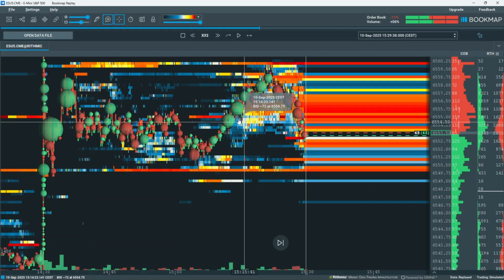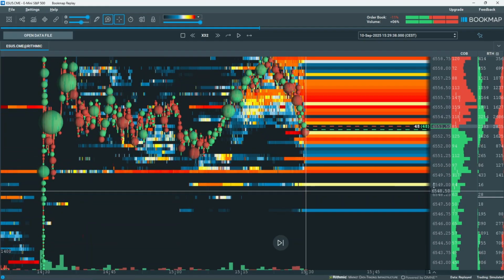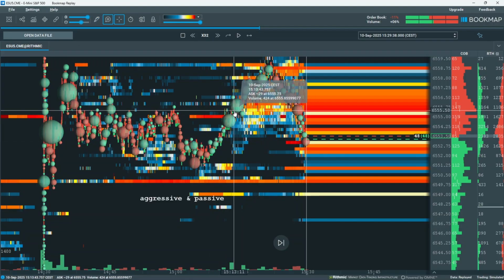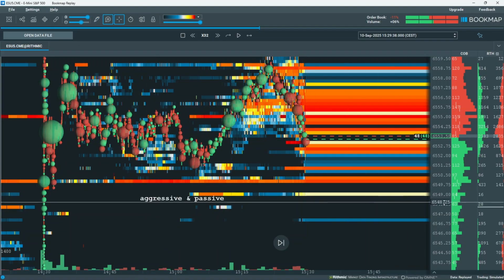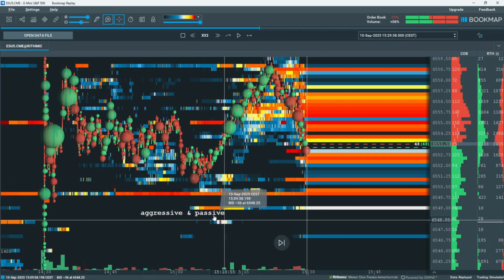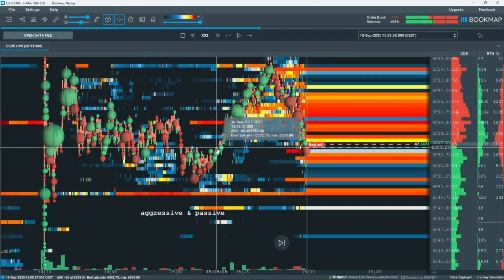You can see red bubbles, you can see green bubbles, and those represent the aggressive participants in the market. You have two participants, aggressive and passive. The aggressive ones are people that are hitting market orders. So if you press the buy button, that's a market order for a buy position, and for a sell, the exact same. You are an aggressive participant at that time because you're putting in a market order.